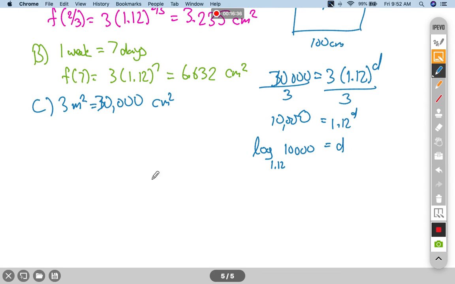So now, and just remember, the way I'm finding these, again, I'm using the change of base formula. That says the log base b of n is going to be the common log of n divided by the common log of b. If you're using your calculator, that's the way you can do that. This is going to give you d is 81.27.